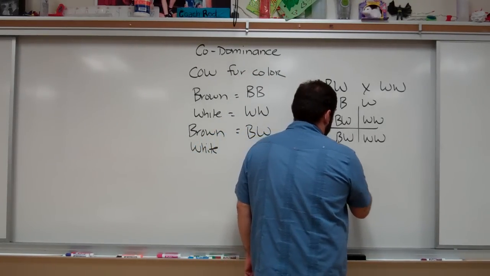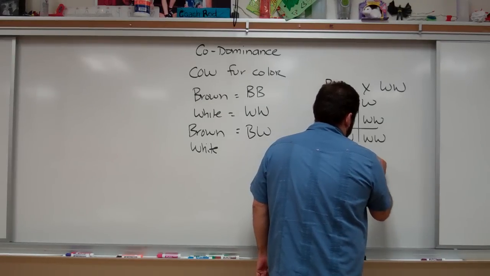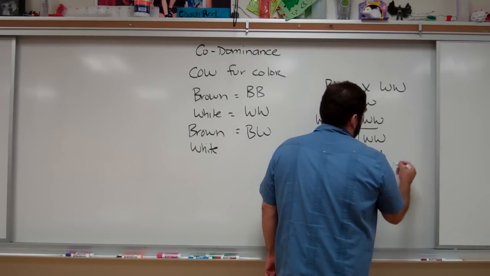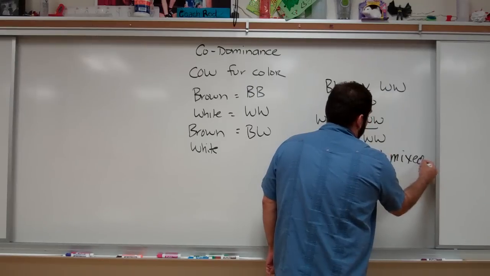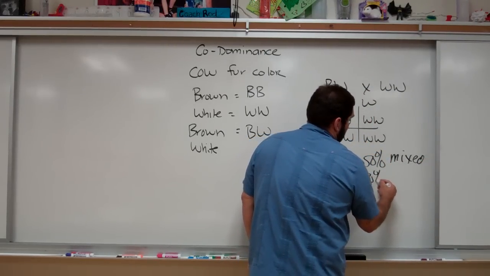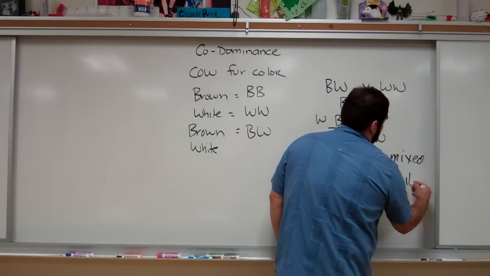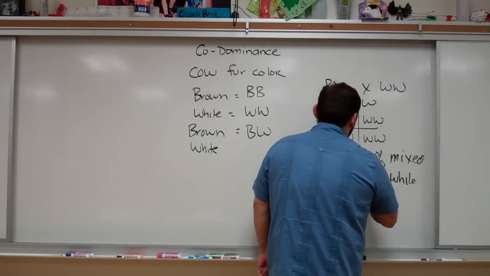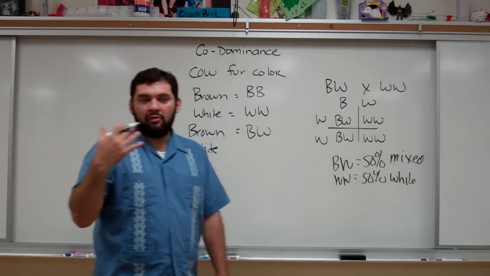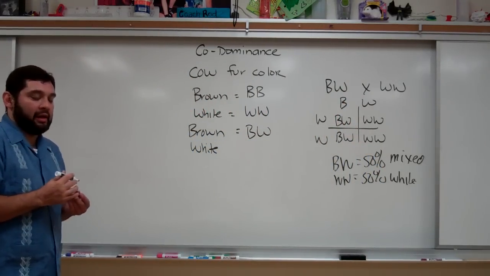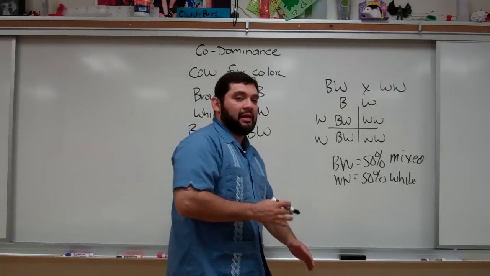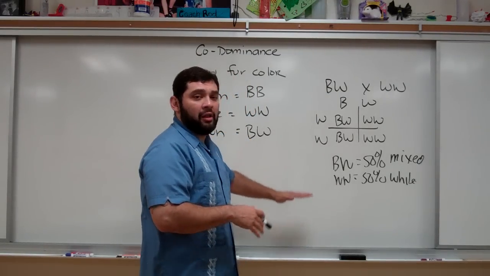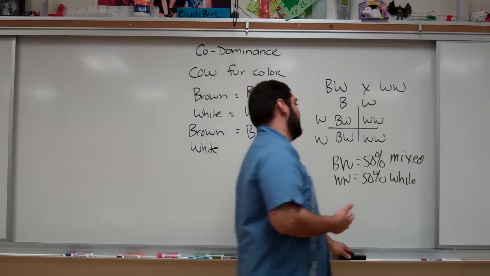You're going to have 50% mixed colored, brown and white. And then you have 50% white, and that's this. So you're going to add some proportion to that. We're going to do that later. That'll come into play a little later. Pretty simple. Hopefully we'll get that. Again, you have to practice these problems. Practice makes perfect in this situation.